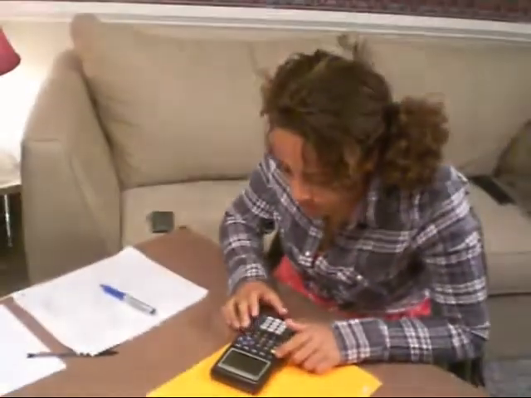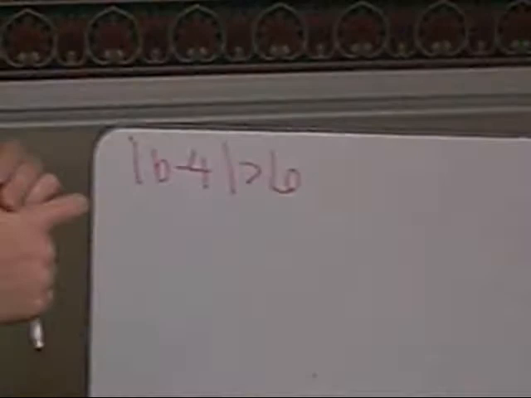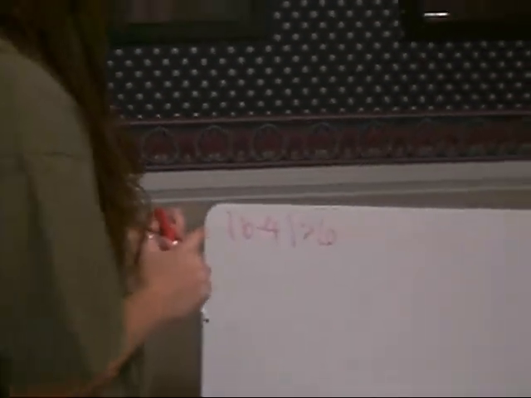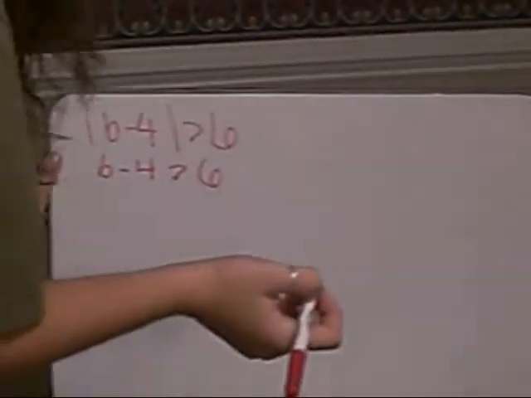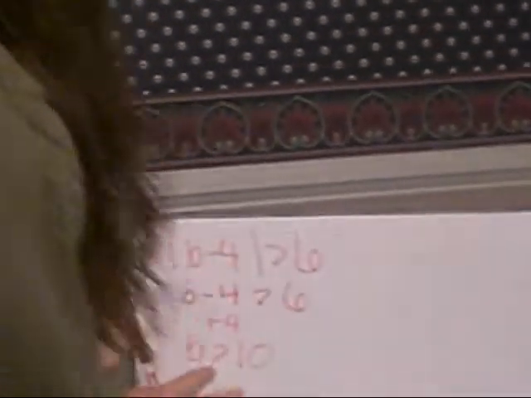Okay. Desiree, what would be the best way to solve this one? Drop the absolute value signs. Then bring over the 4. B would equal 10. Does the sign change at all? No, because it's not a negative 4. We're not dividing by a negative.